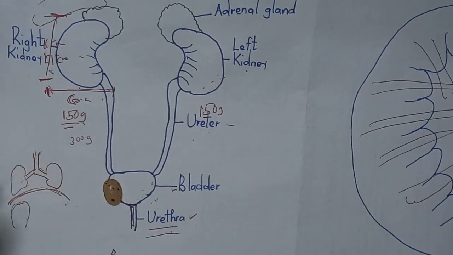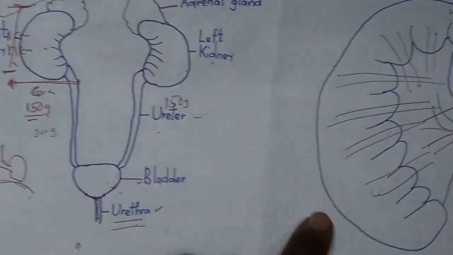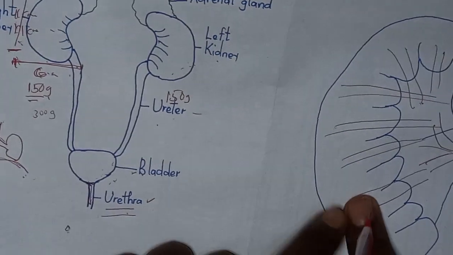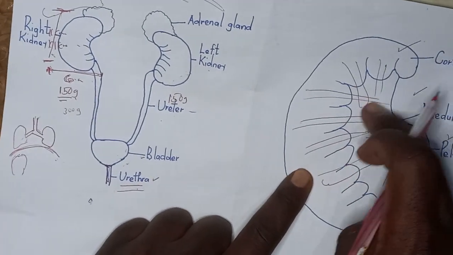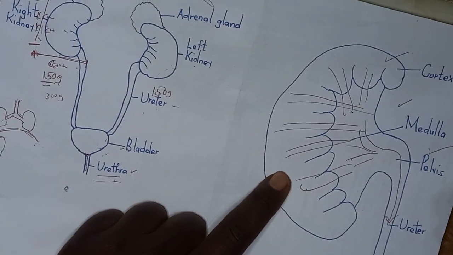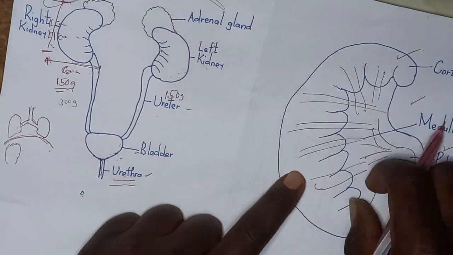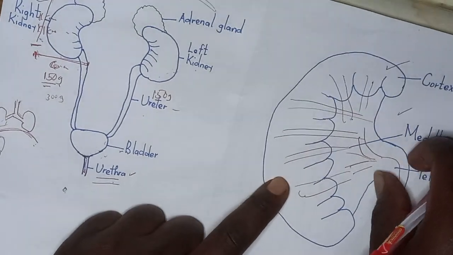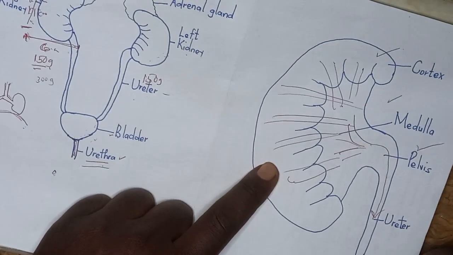And the kidney is made up of three parts, which is the cortex. The cortex is the outer side of the kidney. Then the medulla is the middle part of the kidney. Medulla means medium. And the pelvis is the inner part of the kidney. So the pelvis connects itself to the ureter.